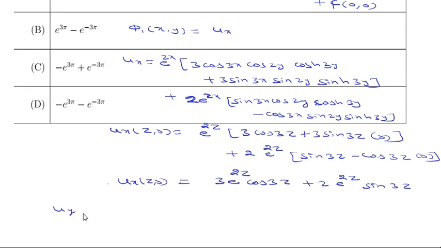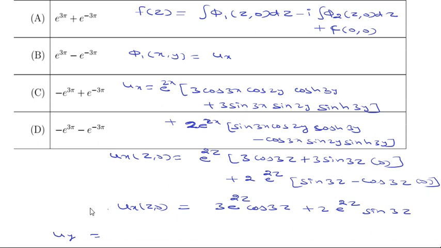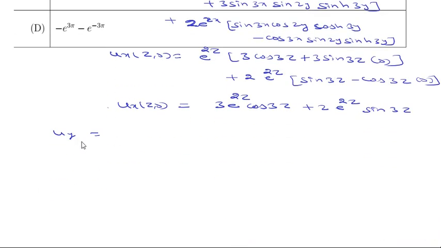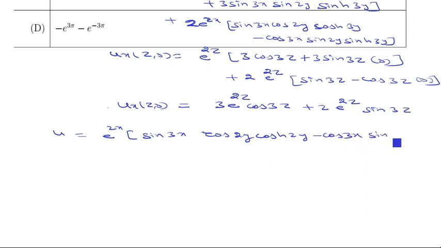So next we will find uy. We can take u as this one. So we will write u first. So u is e power 2x times sin 3x cos 2y cosh 2y minus cos 3x sin 2y into sinh 3y.